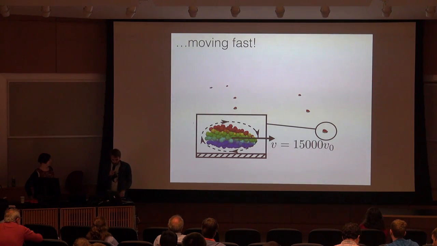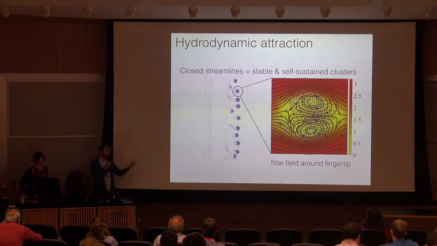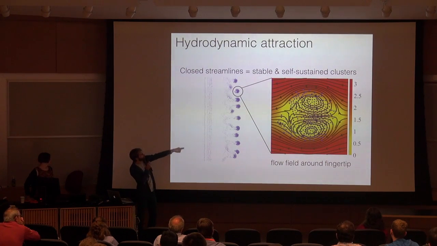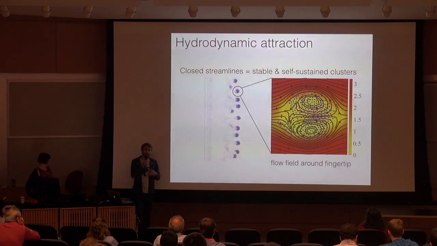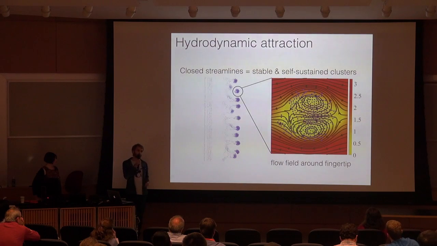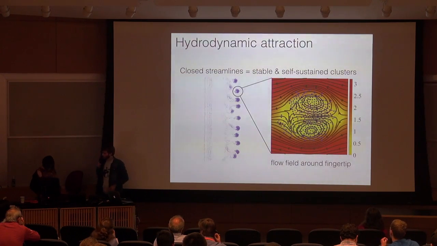So now we have these structures. Again, if you want to understand how they form, you just have to look at the hydrodynamics. When you look at the flow field around the fingertip in its moving frame, you can see a nice recirculation zone, which means that you're going to have a self-sustained motion inside the recirculation zone. And the size of the recirculation zone, again, is set by the height. Okay, so I let Michel conclude for this talk.